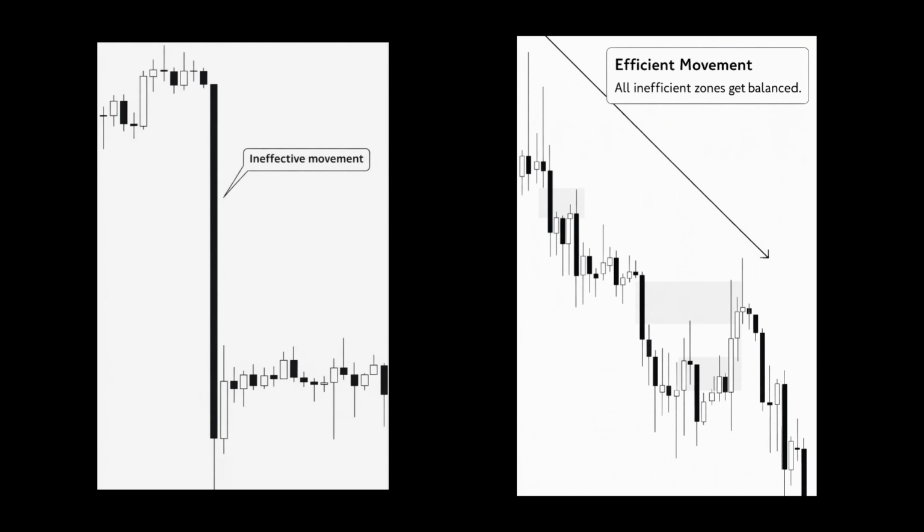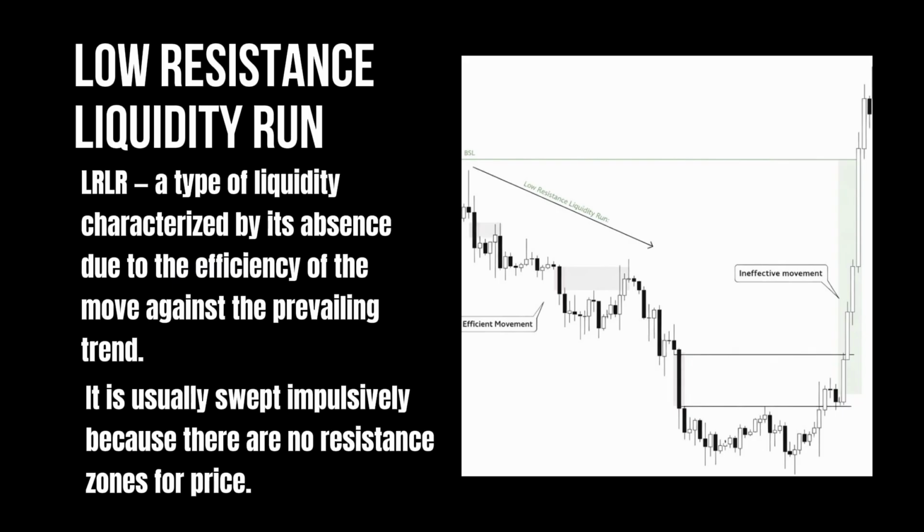And this type of liquidity is called a low-resistance liquidity run. Low-resistance liquidity run is a type of liquidity expressed in its absence due to the effectiveness of the movement against the main trend. It usually breaks through impulsively due to the absence of a resistance zone for the price. That is, pay attention here. We have some very effective movement, and any formation of ineffectiveness it breaks through.